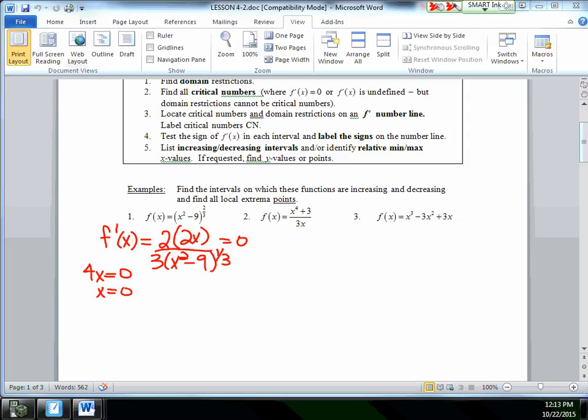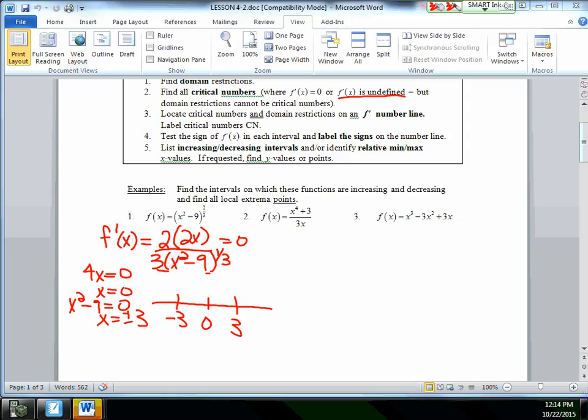But remember, also with critical numbers, it talked about when the derivative is undefined. Well, where is this derivative undefined? When that bottom is set equal to 0. So I set the denominator equal to 0. And I get x equals plus or minus 3. So we're going to do a number line. And you plug in your numbers on the number line.